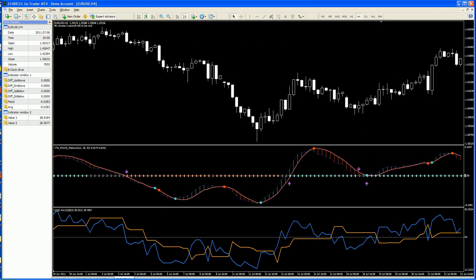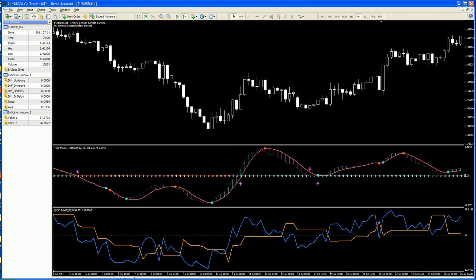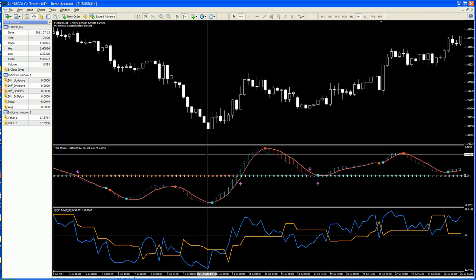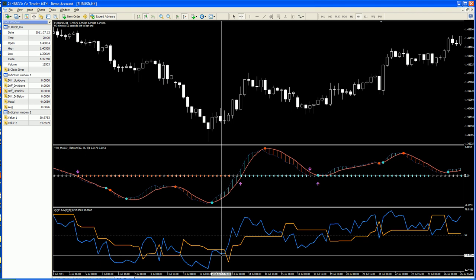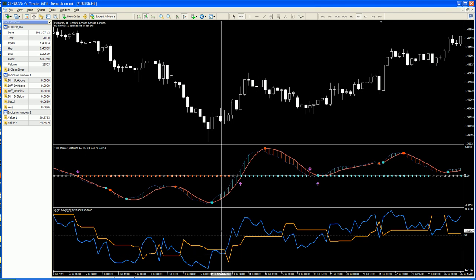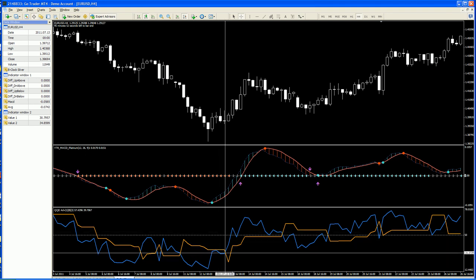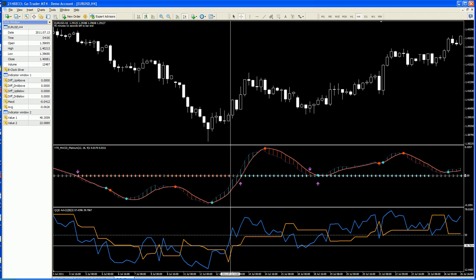Let's see if I've got a few minutes still. See if I can show you another couple of examples. Blue dot on the MACD Platinum. Orange is below the 50, the white line. Cross from the upside. Go long.